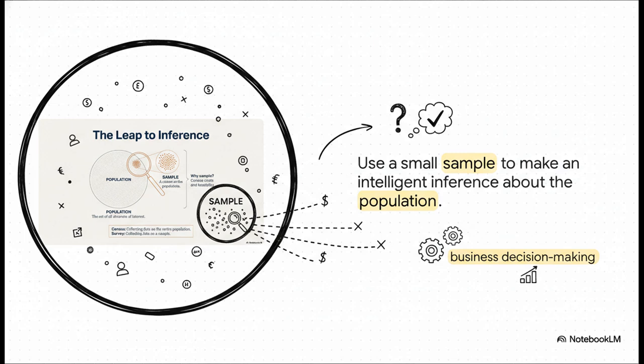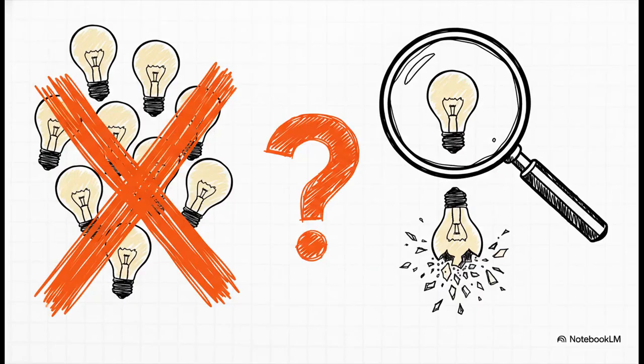Now, trying to measure all of them, that's called a census, is usually way too expensive, or sometimes it's just flat out impossible. So what do we do? We take a sample, a small, manageable little piece of the whole pie. And by studying that small sample really well, we can then make a super intelligent guess, an inference, about the entire population. Let's make this real.